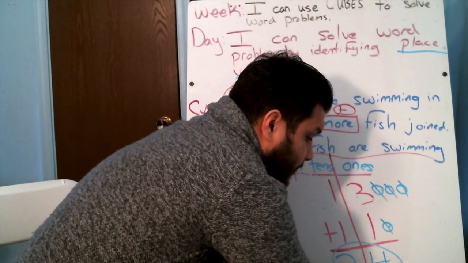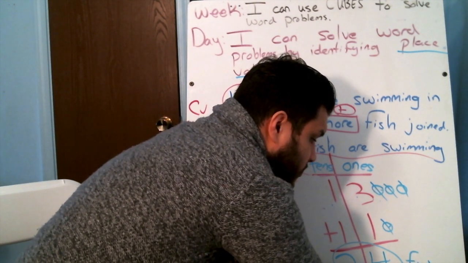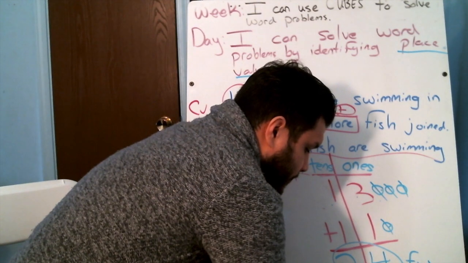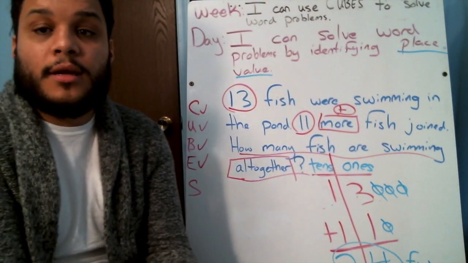So how many fish are swimming all together? 24. What are we talking about? Awesome. 24 fish swim. Don't forget to label your answer.